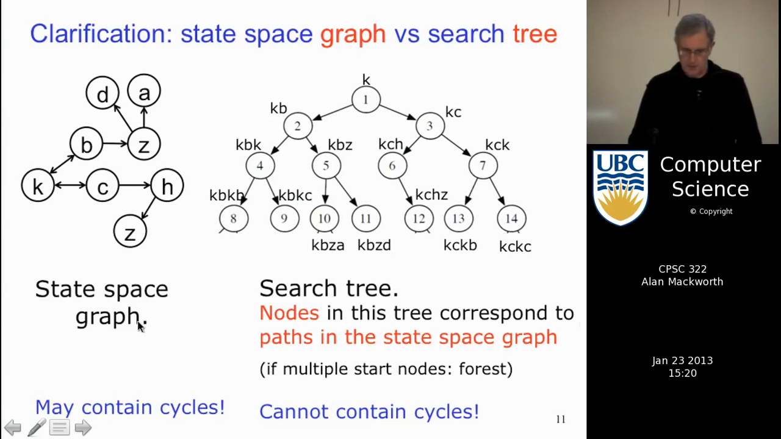Okay, so the state space graph, again, may contain cycles. The search tree, nodes in this tree correspond to paths in the state space graph. You might have multiple start nodes. If I had, I don't know, C and K were both possible start nodes over here, I would have multiple trees over here with separate roots, okay, a forest, right? If there were multiple start nodes. And this cannot contain cycles or any shared structure.